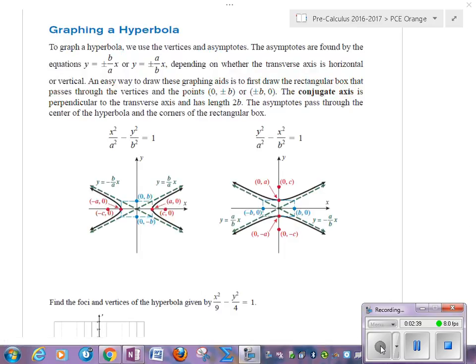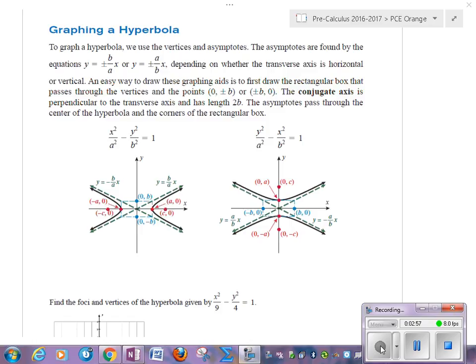So when you're graphing a hyperbola, you need that rectangle, you need those asymptotes, and you need your vertices. All of those pieces put together are going to help you determine whereabouts to place your hyperbola when you're graphing it.